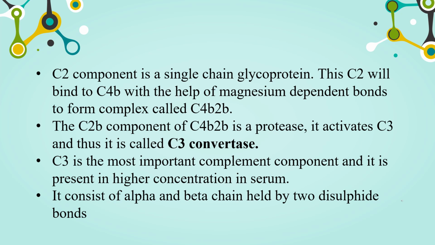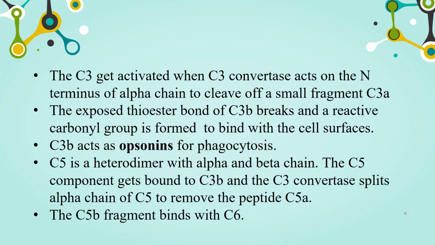C3 is the most important complement component and it is present in higher concentration in serum. It consists of alpha and beta chains held by two disulfide bonds. The C3 component gets activated when C3 convertase acts on the N-terminus of the alpha chain to cleave off a small fragment, C3a. The exposed thioester bond of C3b breaks and a reactive carbonyl group is formed to bind with the cell surfaces. C3b acts as an opsonin for phagocytosis.